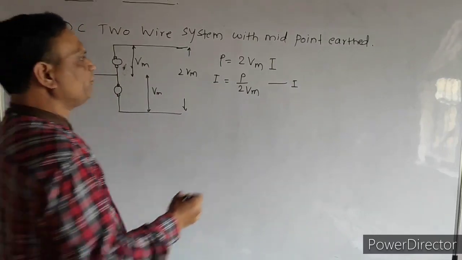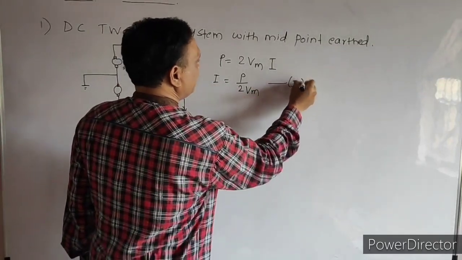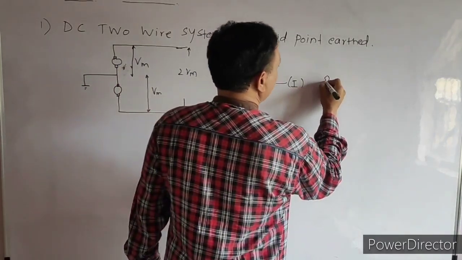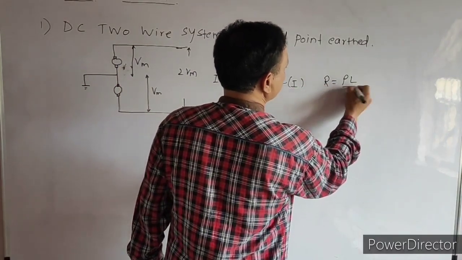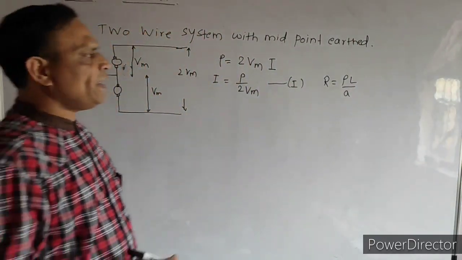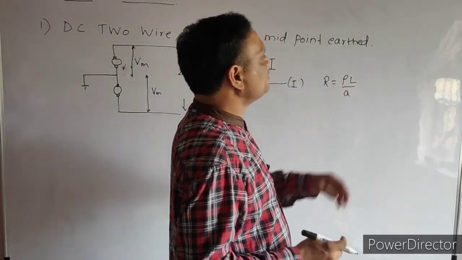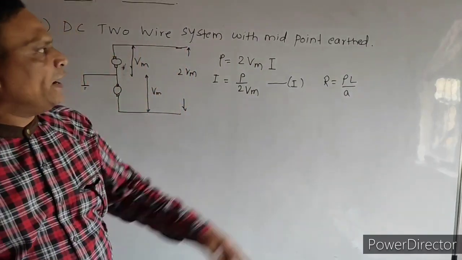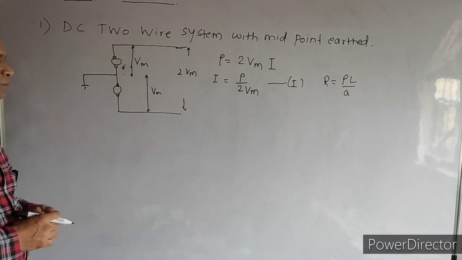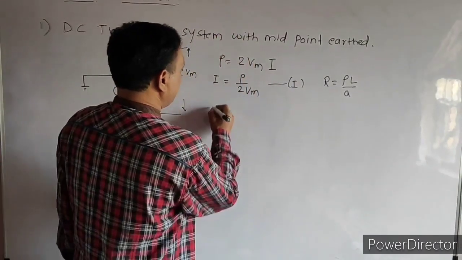Now I know that the value of resistance, you always keep it in mind, the resistance we have to take as rho into L upon A. So rho is specific resistivity, L is length, and A is the area of cross section. This is to calculate the line loss.